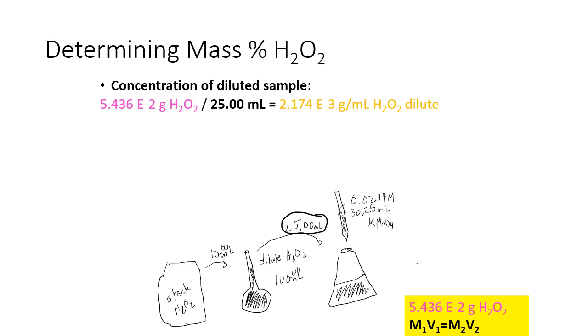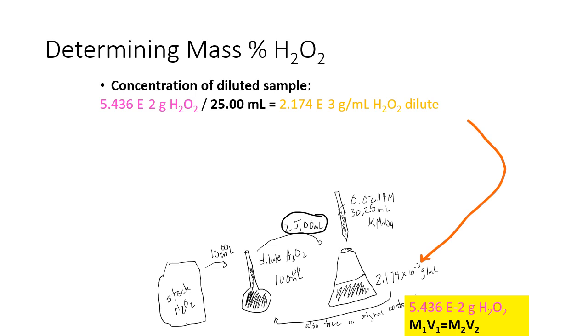The concentration of the sample that we took out and of the entire volumetric flask is the same. That is the definition of a homogeneous solution. So as a result, we know that the original solution is also 2.174 times 10 to the negative 3rd grams per milliliter.